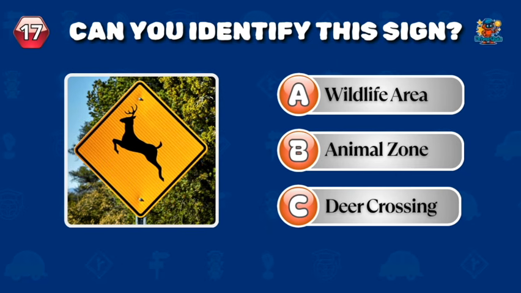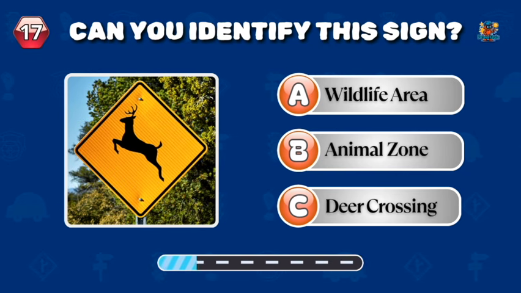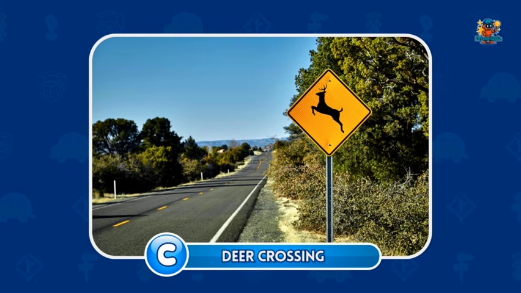Question 17. A. Wildlife area. B. Animal zone. C. Deer crossing. C. Deer crossing. This sign warns of deer crossing in the area. Reduce speed and stay alert.